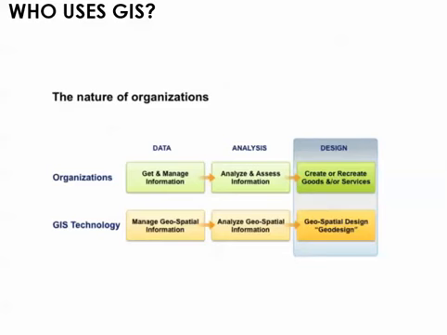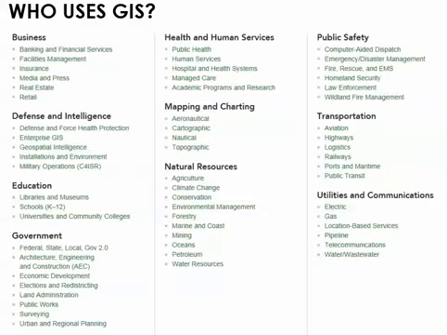GIS is actually the precursor for an emerging field of study called geodesign. So GIS is used in many different industries, from business, defense, education, government, natural resources, mapping and charting, health and human services, public safety, transportation, utility and communications. I actually work for an urban planning and consulting firm, and GIS is the backbone of our department. We would not be able to make the many millions that we make every year without having GIS as a tool.